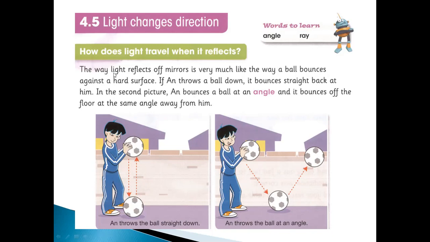The way a ball bounces against a hard surface: if he throws a ball down, it bounces straight back. In the second picture, he bounces a ball at an angle, and it bounces off the floor at the same angle away from him. Same here: throw the ball straight down and it comes back in the same straight direction. This boy throws the ball at an angle, and it also bounces off at the same angle on the opposite side.